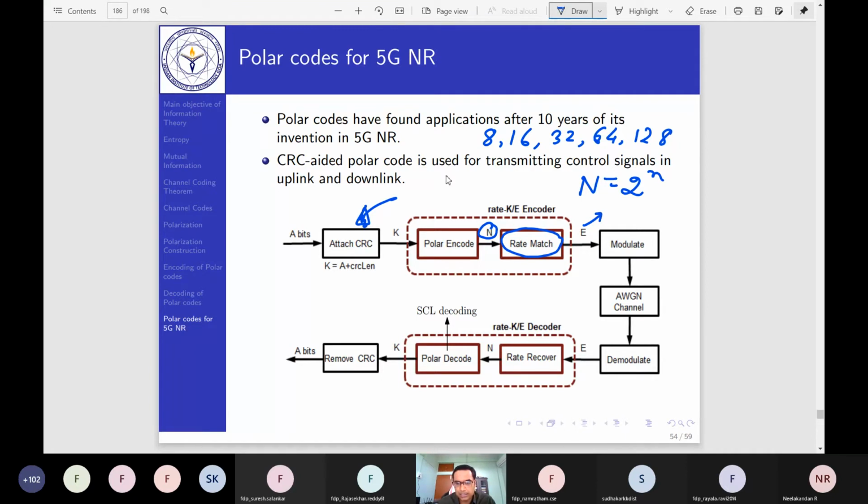Similarly, in the decoding process, this has to be inverted. On the decoding side, an advanced version of successive cancellation decoding is used, known as successive cancellation list decoding. That means we keep alive a list of code words before committing to one particular path; we maintain a list of possible code words at every stage.